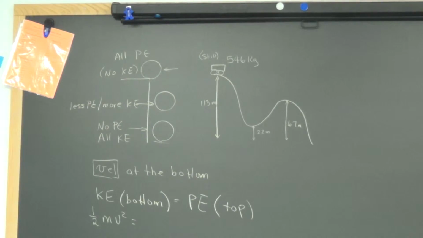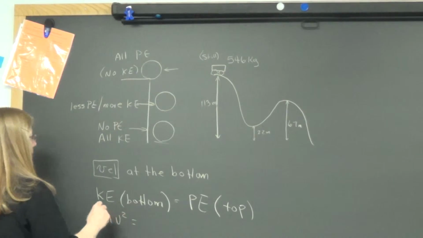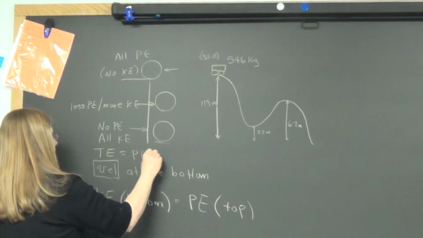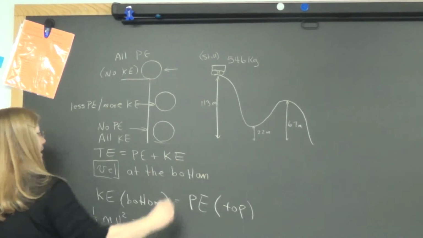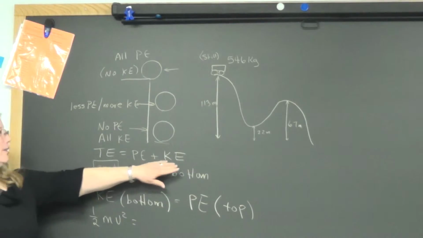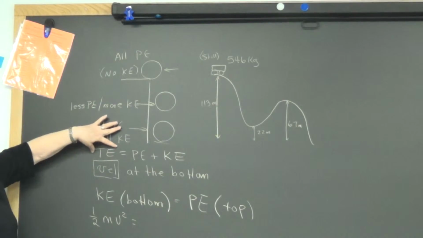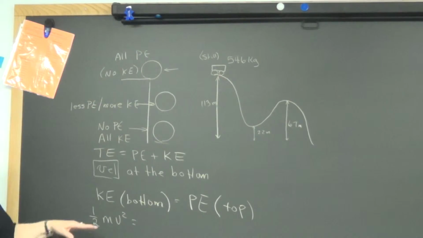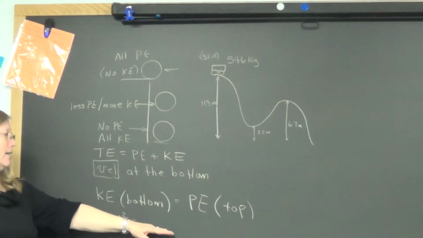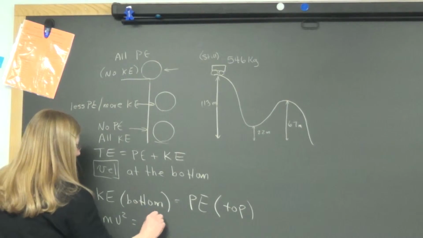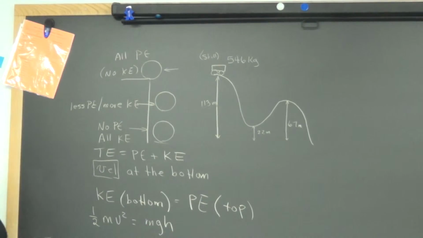Okay, so the equation's TE equals PE plus KE. Right, exactly. We know that total energy is the sum of potential and kinetic. So, at the top, the KE was 0. At the bottom, the PE was 0. But they had the same total energy at both spots. So therefore, we could take kinetic at the bottom and set it equal to PE at the top. And that's exactly what we did. Shocking, wasn't it?